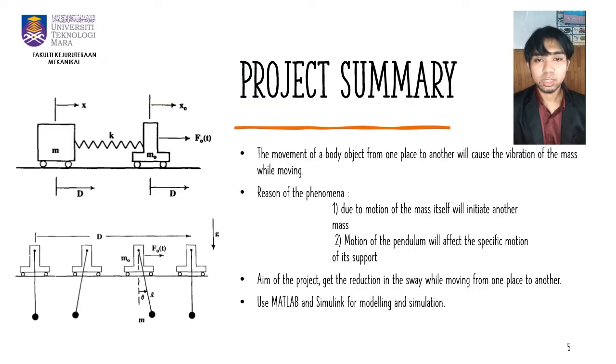Project summary. In this project, the movement of a body object from one place to another will cause vibration of the mass while moving. The reason for the phenomenon is due to 2 reasons: first, the motion of the mass itself will initiate the motion of another mass. Secondly, the motion of the pendulum will affect the specific motion of its support. In order to get the trajectory planning, we have to counter these 2 reasons, and that's what the project is about. The aim is to get the reduction in the sway while moving from one place to another. In this project, I'll use MATLAB and Simulink for modeling and simulation.